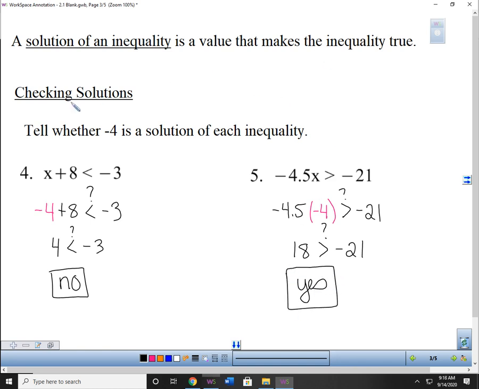So remember with inequalities, you have more than one solution, right? You're looking for all of the numbers that when you add 8 to them, they're less than negative 3, right? Or this one, you're looking for all of the numbers that when you multiply by negative 4.5 are greater than negative 21. So negative 4 is a solution. It did work.